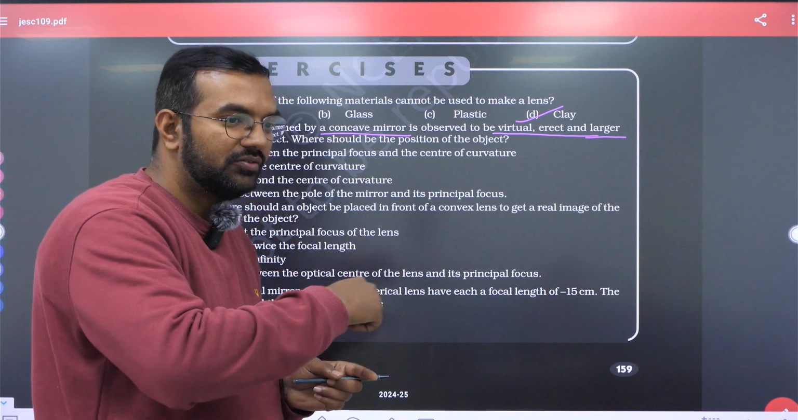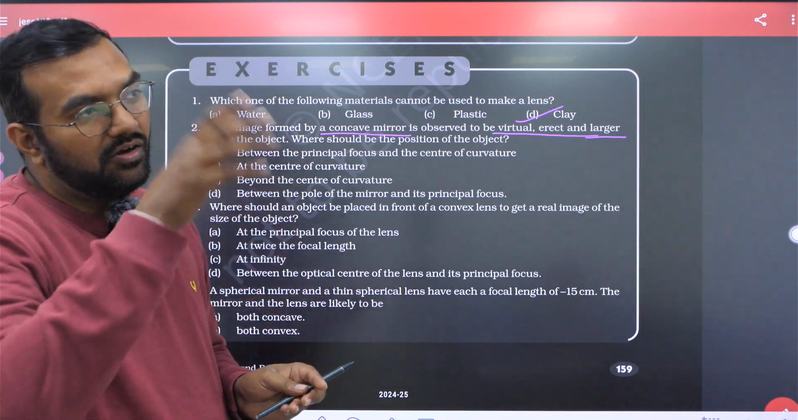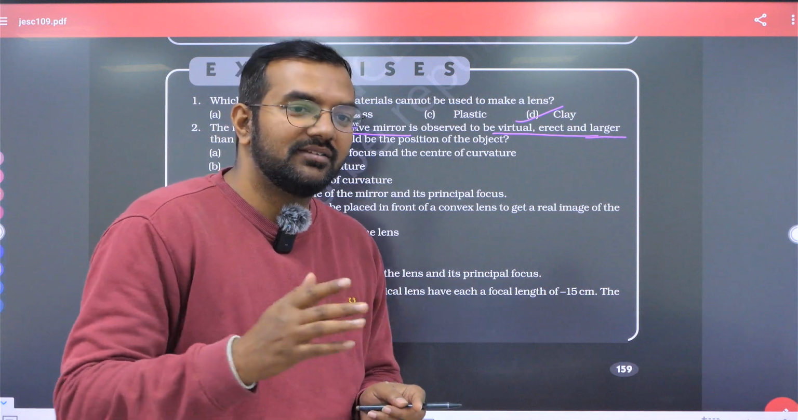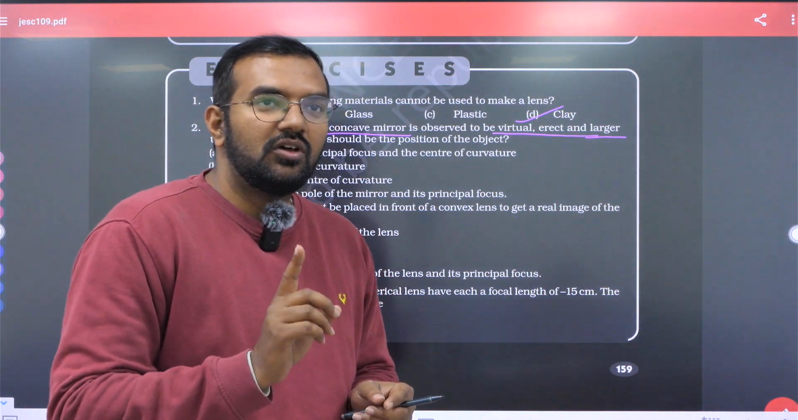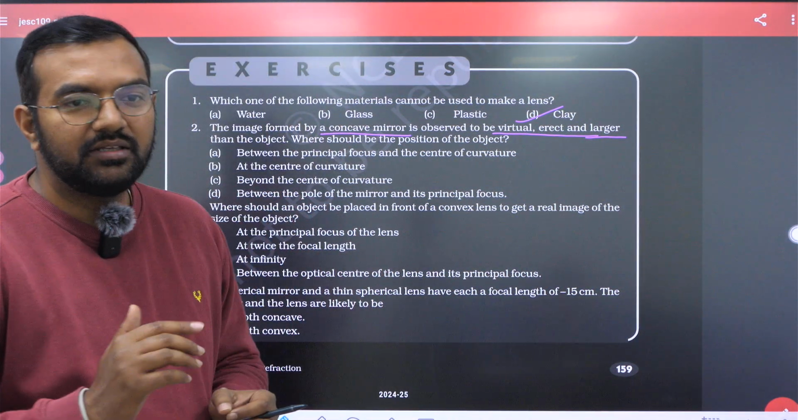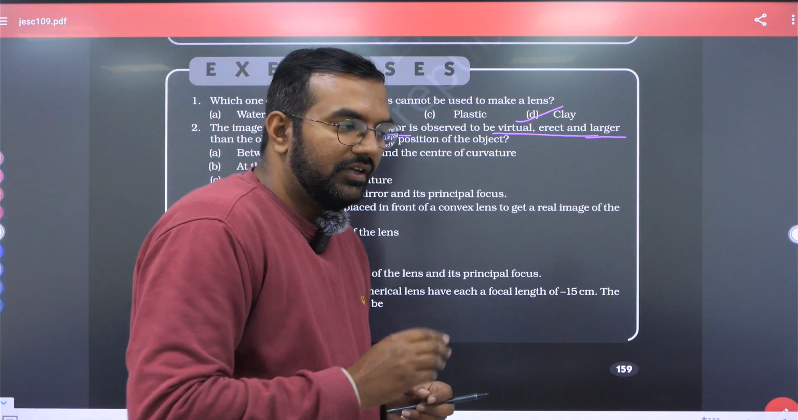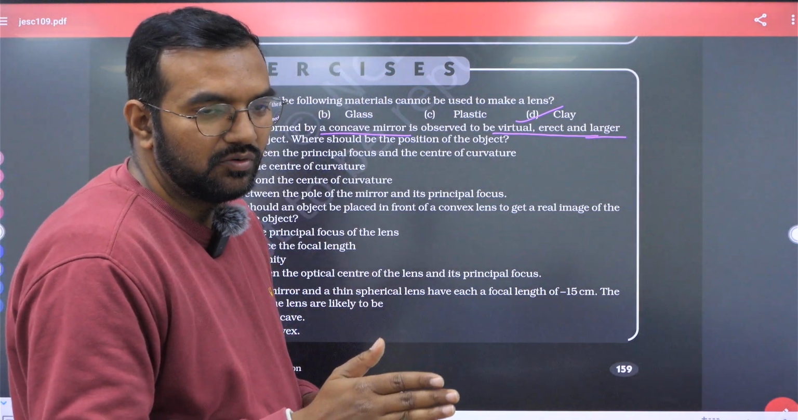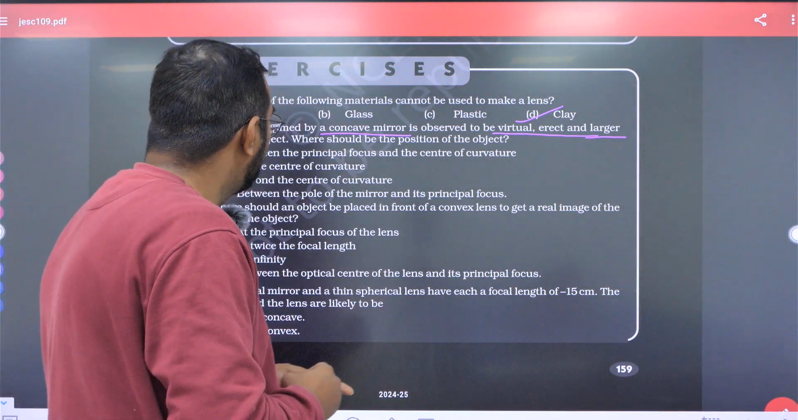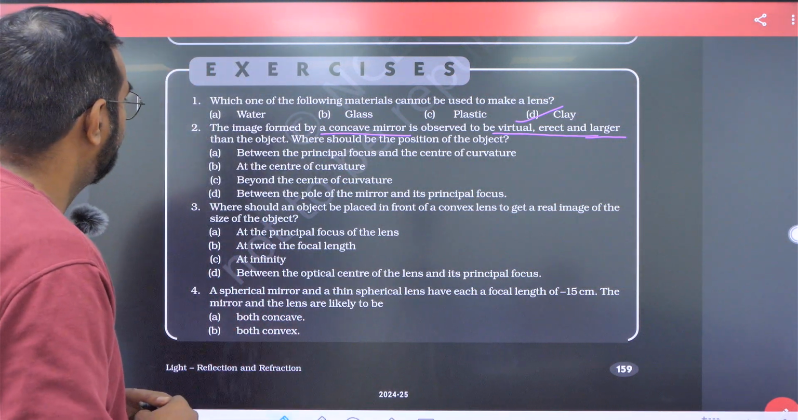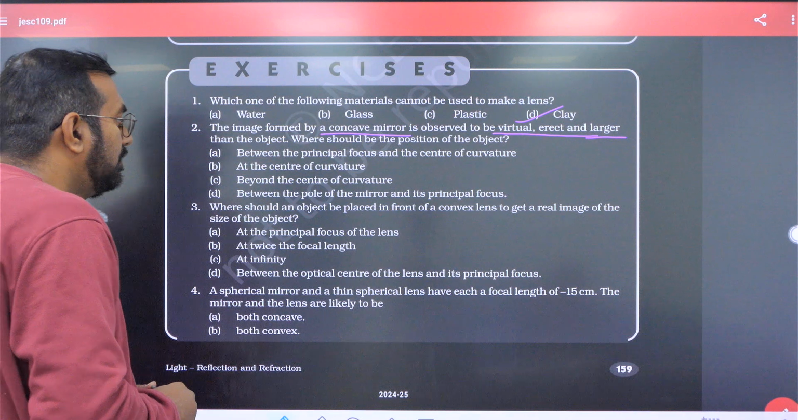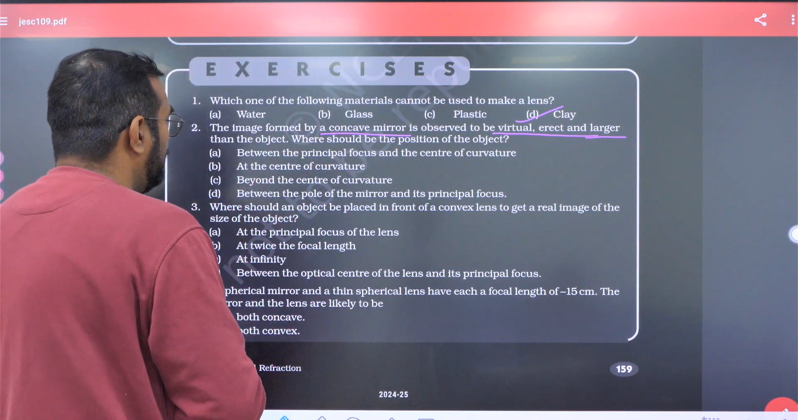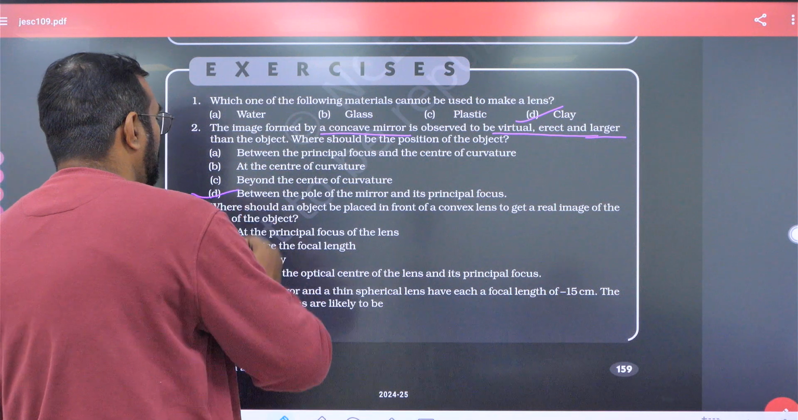That's why I told you before to always remember the image formation by all the mirrors and lenses. There is only one case in the concave mirror where the image is virtual. When you place the object between pole and focus, you will get a virtual and erect image. So between the pole of the mirror and the principal focus.